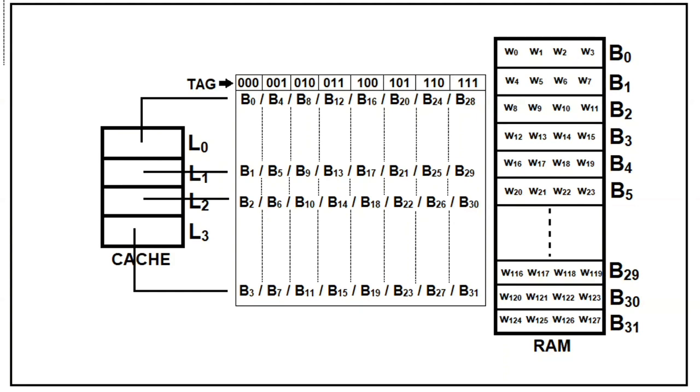See this table: for B0 the tag is 000, for B4 the tag is 001, and so on and so forth. For B28 the tag is 111. So the 8 different blocks have different tags associated with them. That is how we can distinguish between blocks which are mapped to the same line of the cache. So that is the concept of tag.